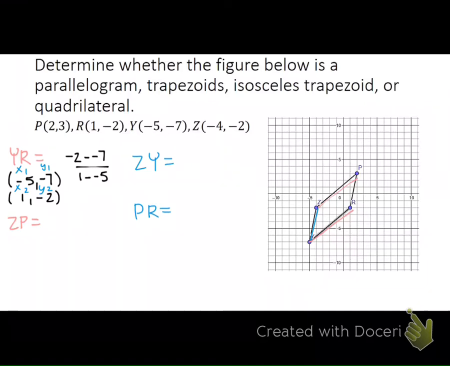All right, so listen, please. Casey, you really need to be paying attention. So -2 minus a -7 over 1 minus a -5. So that becomes addition. So that is 5 over 4.